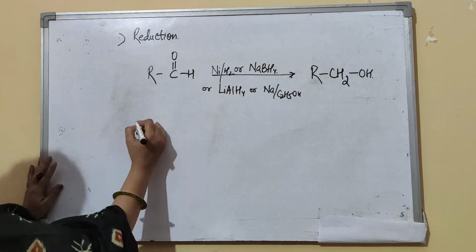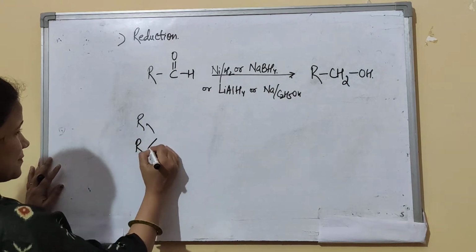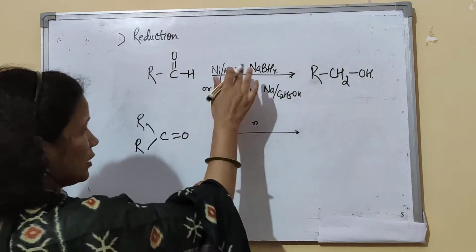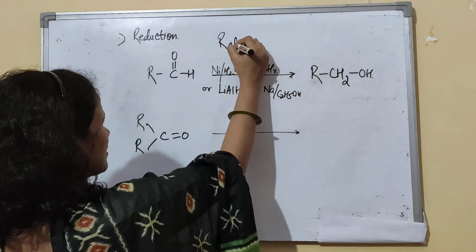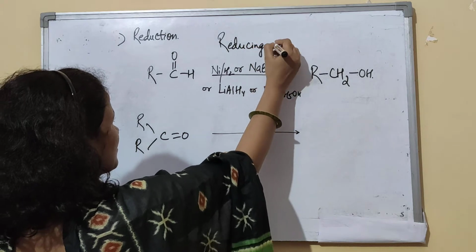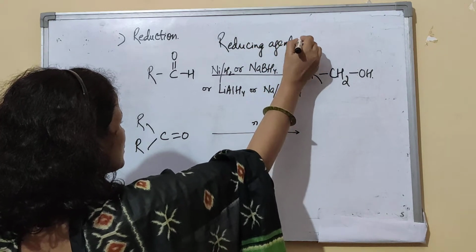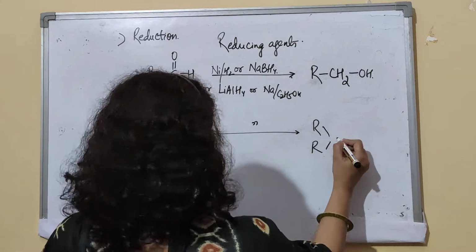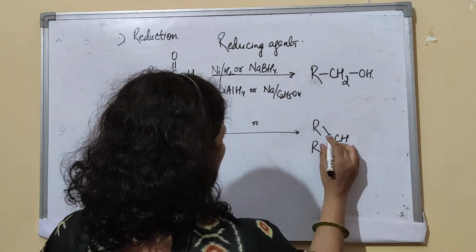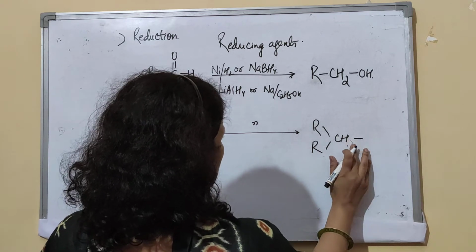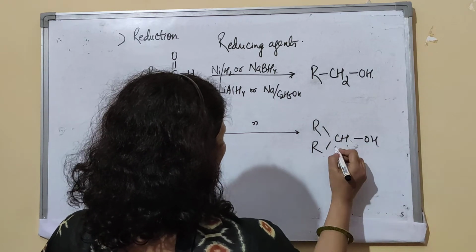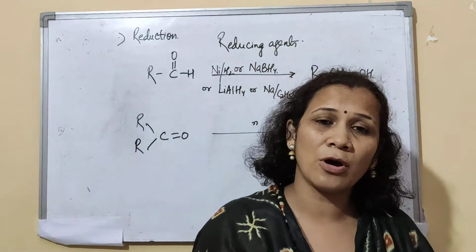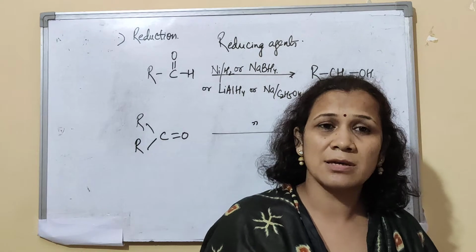Say it is a compound like this, with a ketonic group. All these are reducing agents. So we are talking of reduction. We will be getting an alcohol like this, a primary or secondary alcohol, depending on whether you have an aldehyde group or a ketone group. So that is the reduction method.